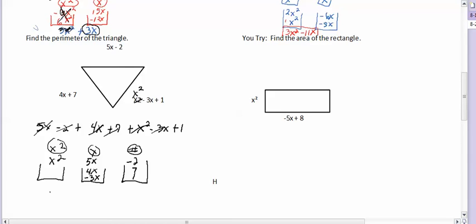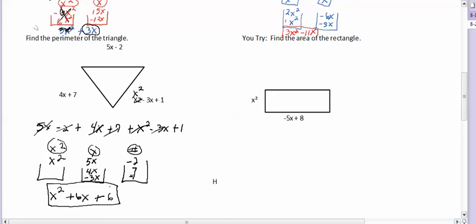So now I have x to the second power. That's the only thing I have in the x squared box. I have a 5 and a 4. That's 9. 9 minus 3 is 6, and it's positive 6x. And I have a negative 2 and a positive 7, so 7 minus 2 is 5. And then 5 plus 1, because there's a 1 here. It looks like a long 7, but it's a plus 1, so 5 plus 1 is 6. So that is the perimeter of that triangle.